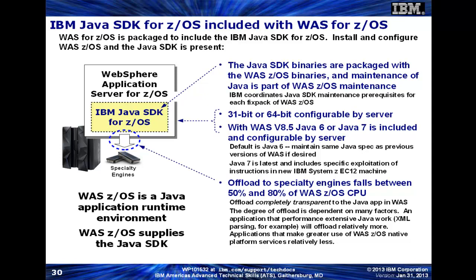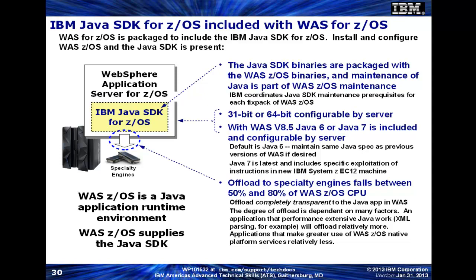One of the most common questions asked is, how much of WAS zOS is offloaded to the specialty engines? The answer most commonly given is, it depends. That's admittedly not a satisfying answer, but it is valid. Let's explore why it depends. The key consideration is what the Java workload is doing. A workload that involves relatively more processing within the JVM without exercising native platform functions will naturally use more Java. That will result in more offload.